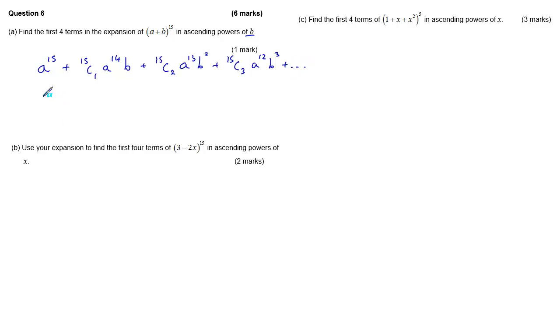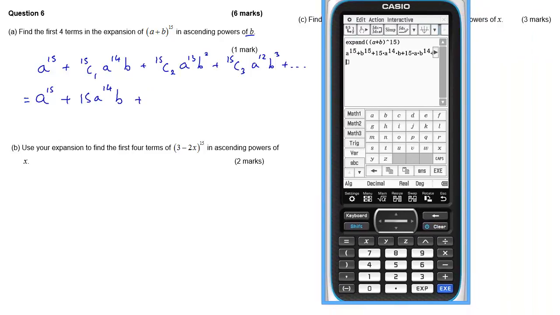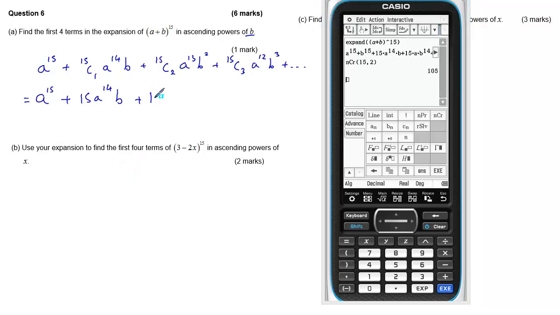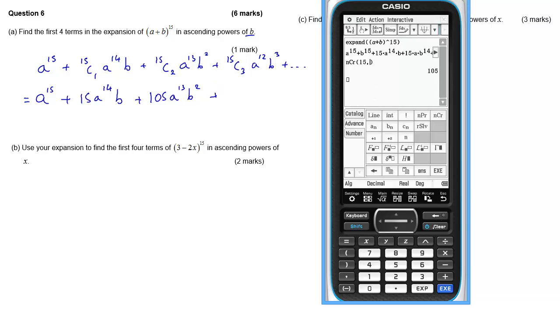So we just need to tidy that. So that's a to the 15 plus 15 a to the 14 b. And then we need 15C2. So 15C2, that's 105, a to the 13 b squared. And then we need 15C3, 455.